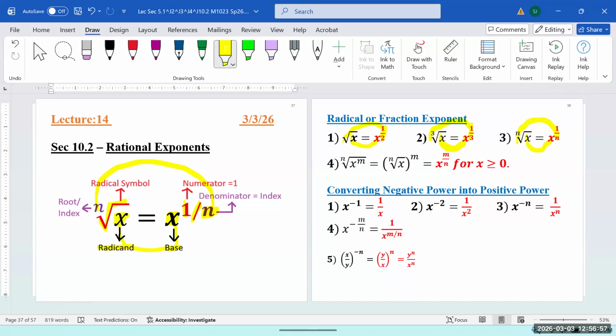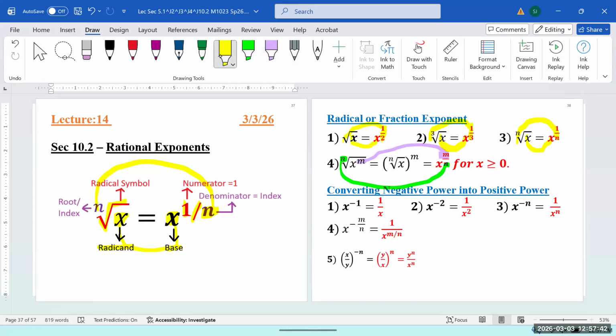So in all these examples, we do not have any power inside the radical. Now the rule number 4 says, well, what if we have a number inside the radical? Well, if you have a number inside the radical, that power inside the radical turns into the numerator. So instead of 1 over, you write that power over the index, the denominator. So the index always is the denominator, always. If you don't have an individual power, numerator is 1. But if you do have an individual power on your radicand, then it becomes the numerator.